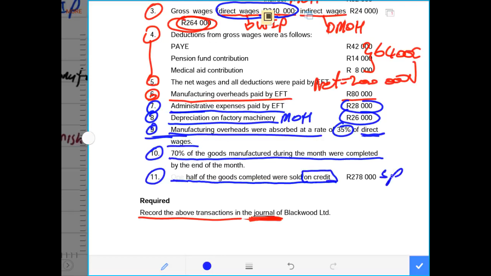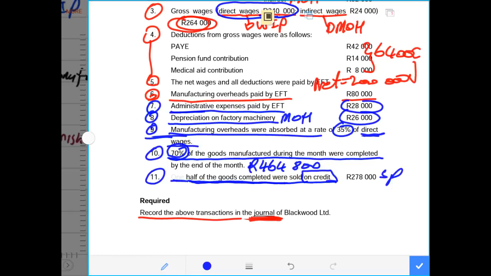And this is the selling price. Take note, this is not the cost price. And we know how many goods were completed. Remember, it says half of the goods completed. The goods that were completed, it is from that 70%. And we know that it was 464,800 goods that were completed. And take note of the fact that there was no opening balance of inventory.